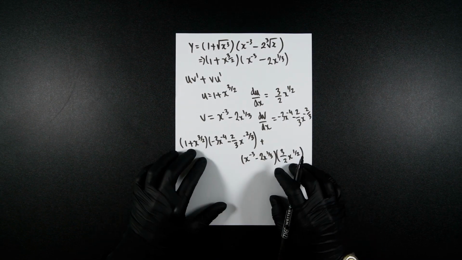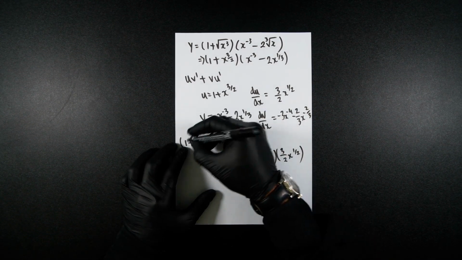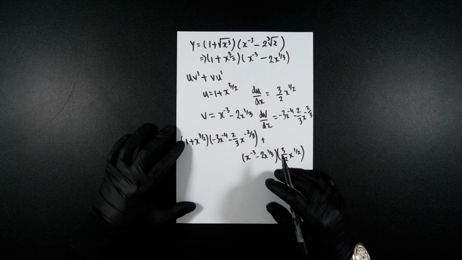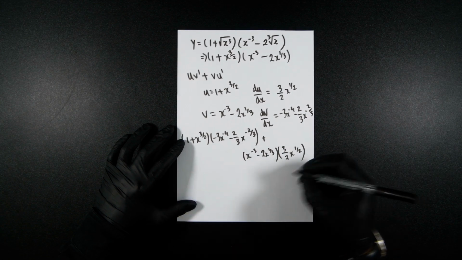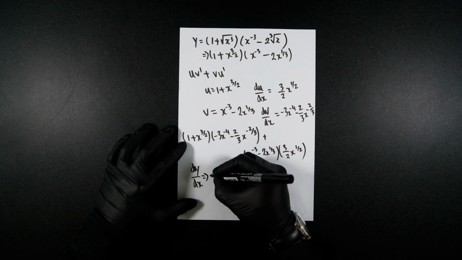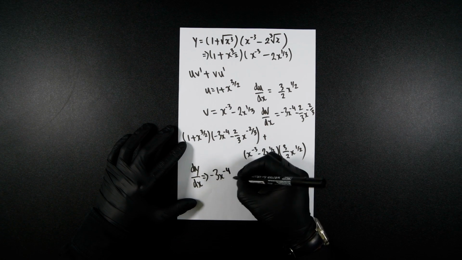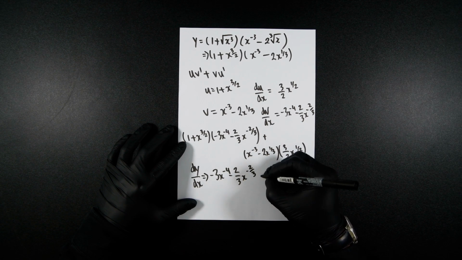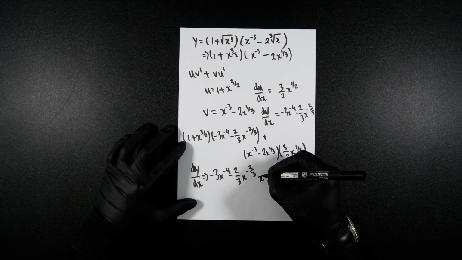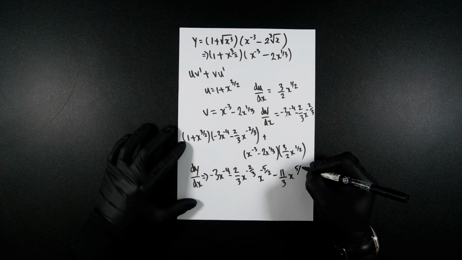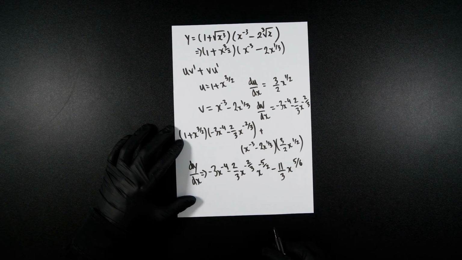We can now expand this out, which you do by the standard quadratic factorizing, and I'm not going to run the whole string, but you should get your dy/dx to be minus 3x to the minus 4 minus 2/3 x to the minus 5 over 2 minus 11 over 3 x to the power of 5 over 6.